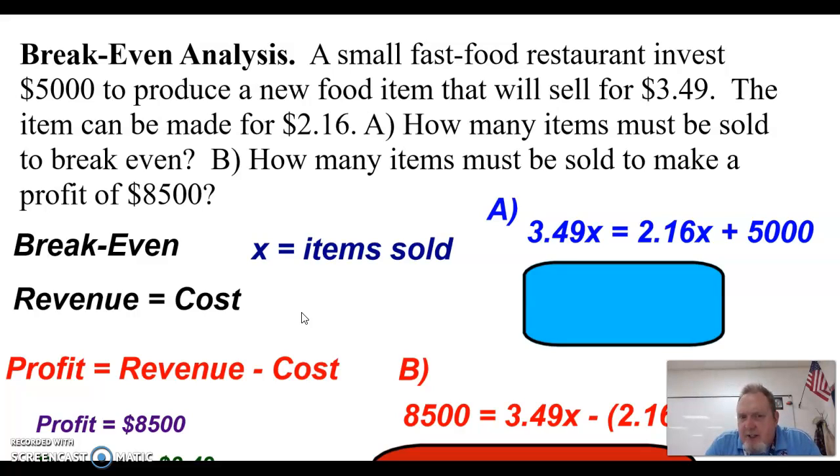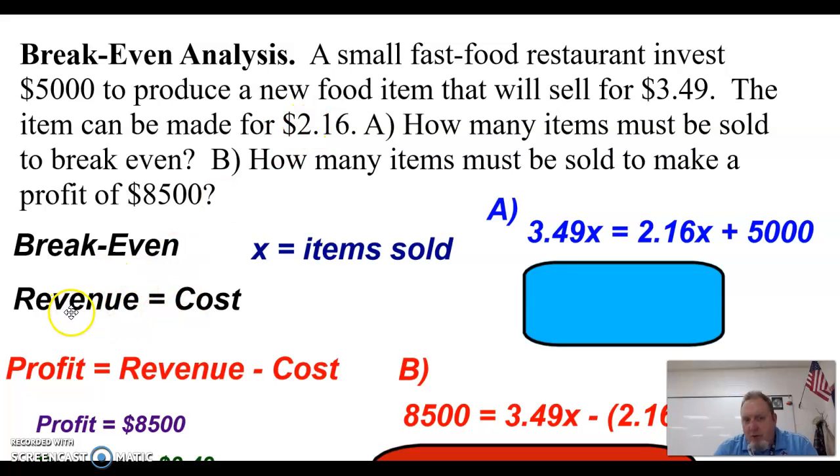So break-even is when your revenue equals cost. So for example, if we just use McDonald's here in town, if it costs them $1,000 a day to stay open, they have to sell $1,000 worth of food and drinks to break even. And anything they sold above that $1,000 mark would be their profit. So this particular fast food restaurant, they invested $5,000 in order to produce a new item, and they're going to sell it for $3.49 a piece, and it costs them $2.16 to make each item.